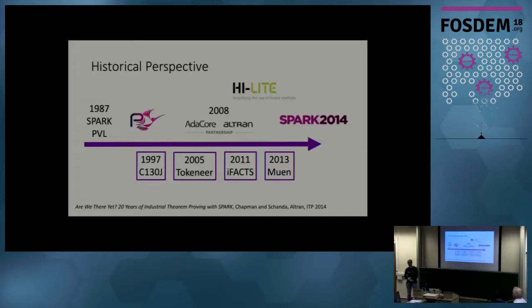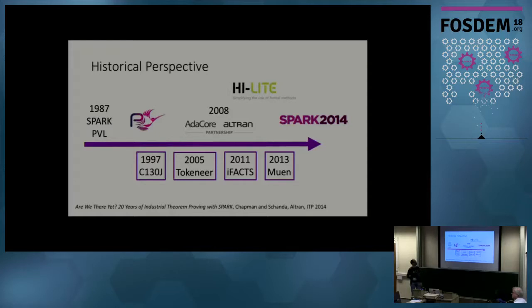So going back to the history of Spark, it started a long time ago, more than 30 years now, 1987, at a company with a great name, Program Validation Limited. So they had this goal of giving warranties on programs that you could run so that you don't end up with a failure that you haven't foreseen. So this company went through various renamings and acquisitions. It was Praxis during a long time. Now it's Altran. And during this long time, they had great projects.